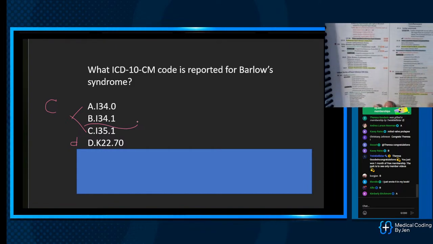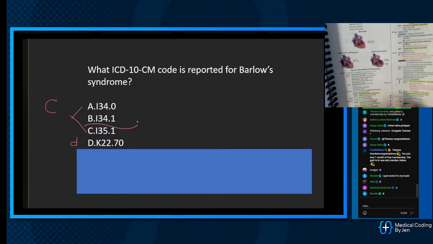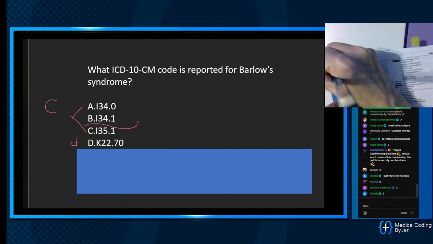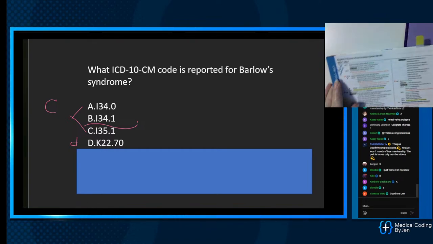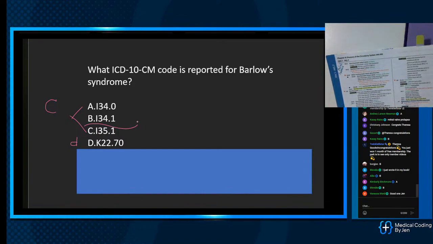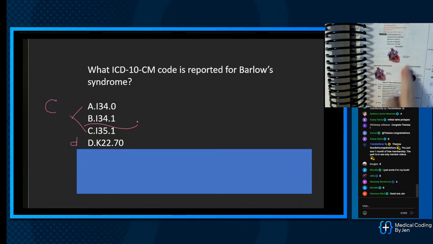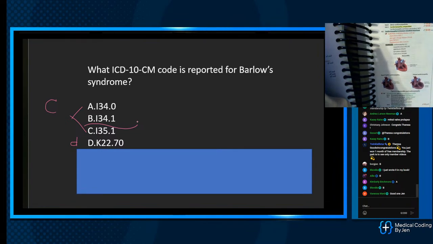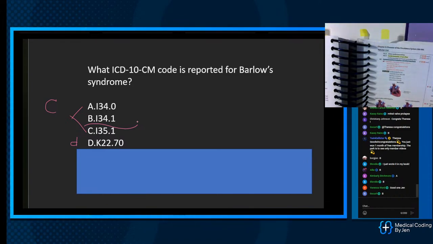So what I would do to make your notes even better is to go to your I-34.1. Be sure right here we can write Barlow's syndrome for your notes right there. That way you've got it the next time you see this. Something that's also super helpful for your medical coding exam is this picture right here. I don't like to tab a lot of things in the books at all, and I don't use the tabby things at all, but that particular picture, I put a tab at the top for that one. I like that picture.